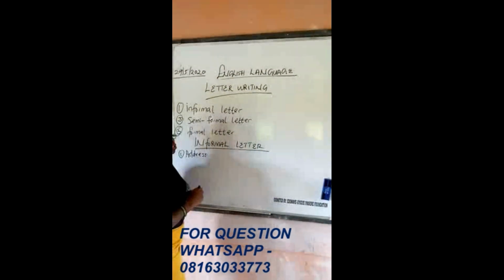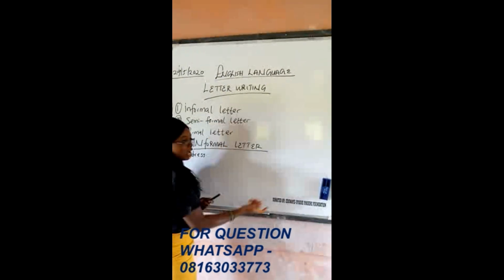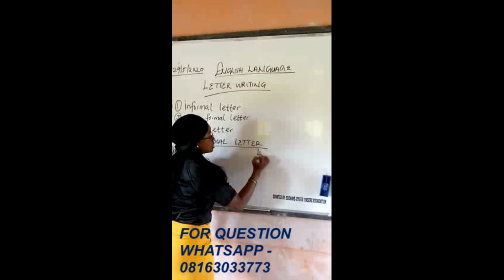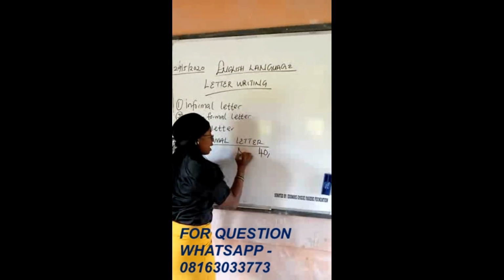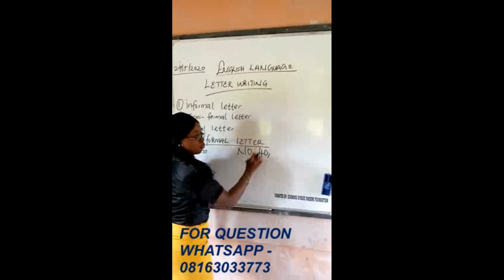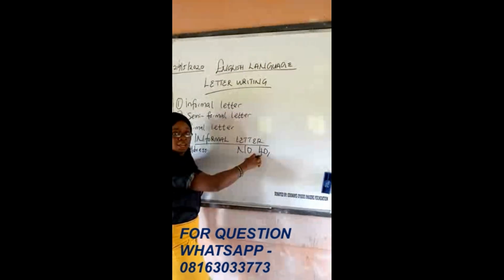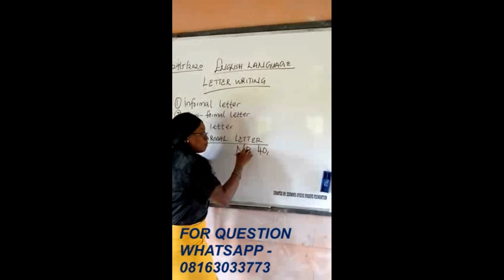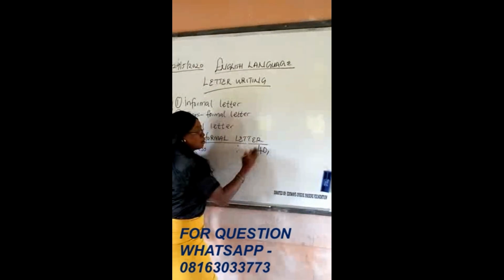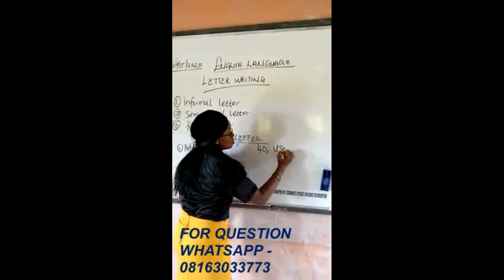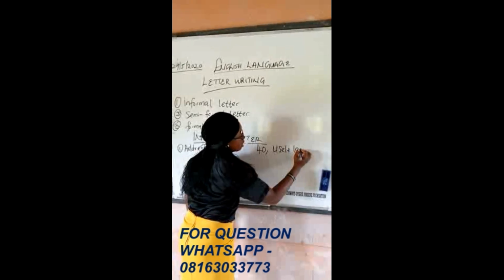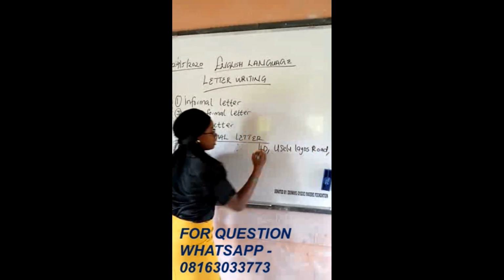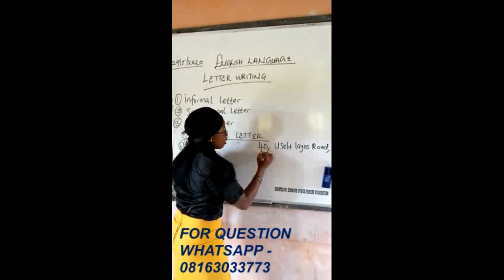You will begin with the address of your house, the number of your house. For example, we have 40. You don't just write 40, because this 40 indicates a number, not a letter. You should write number 40, meaning number 40. So you just write number 40, Uselu Lagos Road, a comma. If there is an off, you write off.